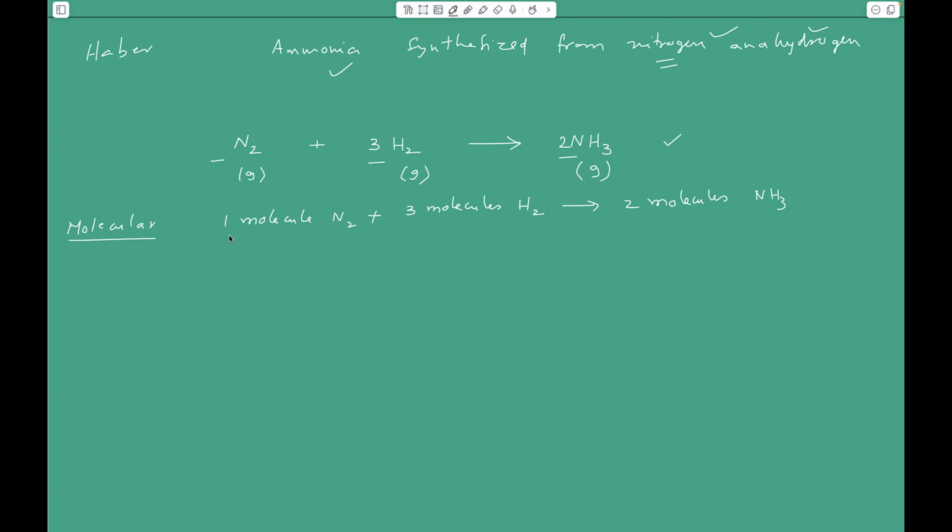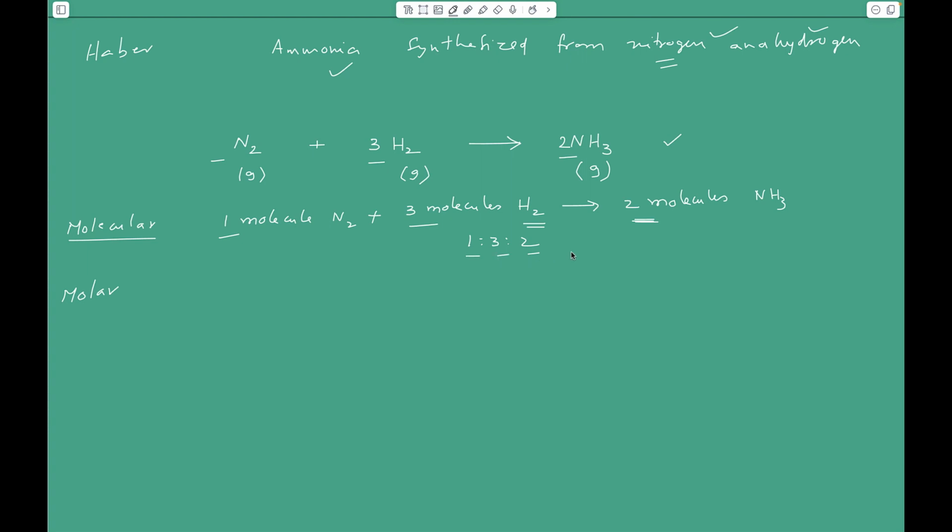So they give a relationship between the number of molecules of the reactants and products that are involved in the reaction. So the ratio is 1 to 3 to 2. So for each molecule of nitrogen, you must have 3 molecules of hydrogen, and in that process you will get 2 molecules of ammonia. Then what is the molar interpretation?